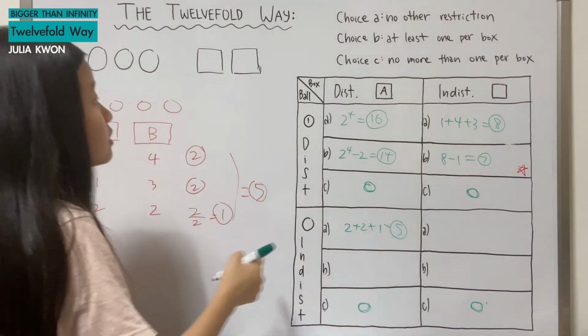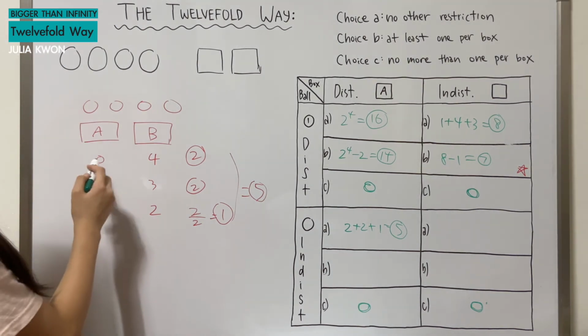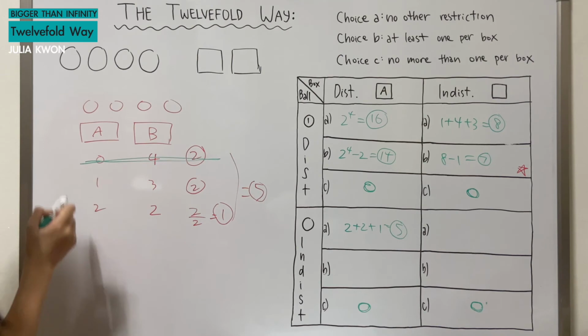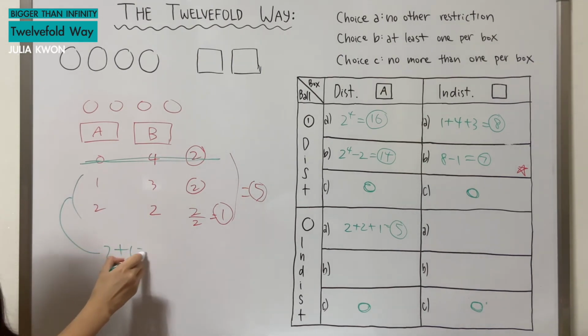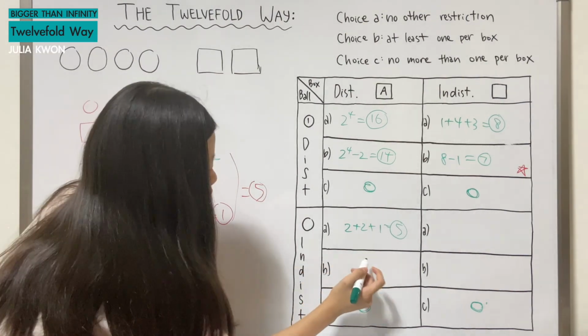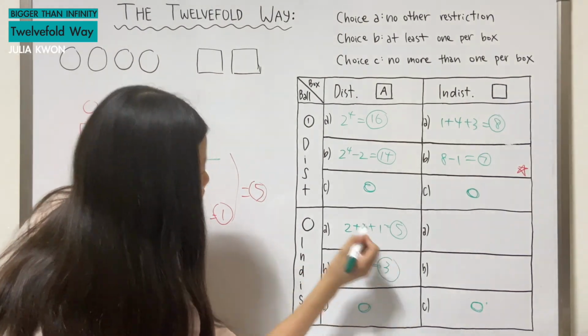For choice B, there has to be at least 1 ball per box, so we don't have to think about this one. And that would just be 2 plus 1, which is equal to 3.